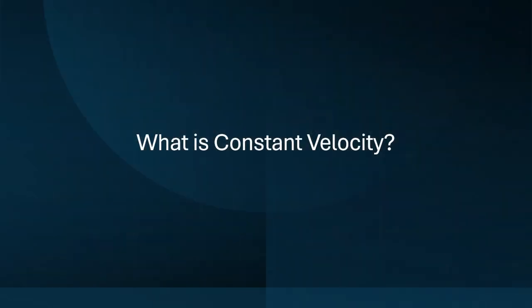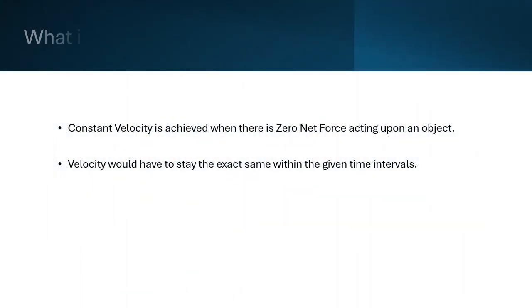Before we start, we must ask, what is constant velocity? Constant velocity is achieved when there is zero net force acting upon an object. As stated, velocity would have to stay the exact same within the given time intervals.